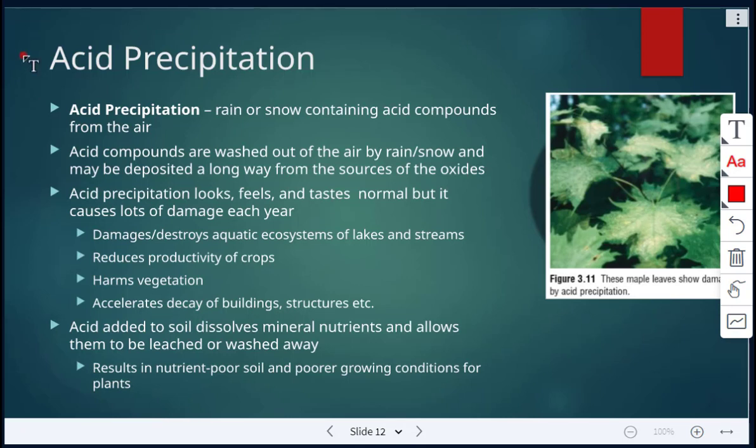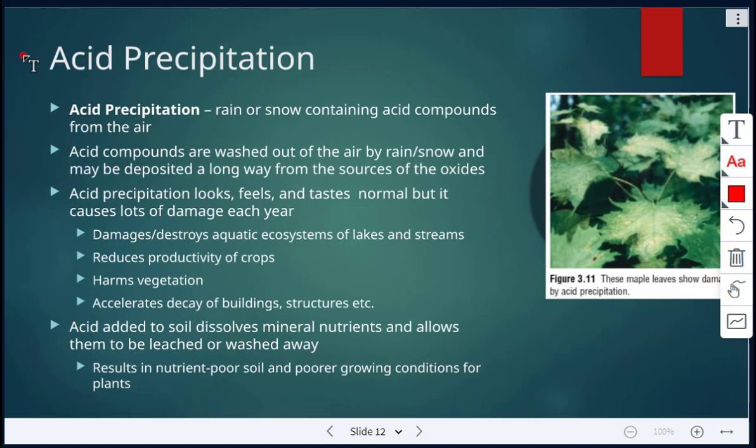All right, so acid precipitation is any rain or snow containing acid compounds from the air. These acid compounds are washed out of the air by the rain and snow, and then they're deposited a long way from the sources of the oxides. Acid precipitation looks, feels, and tastes normal, but it does cause a lot of damage each year. It'll damage, for example, aquatic ecosystems of lakes and streams. It reduces productivity of crops. It harms vegetation. It can also accelerate the decay of buildings and structures, and so on.